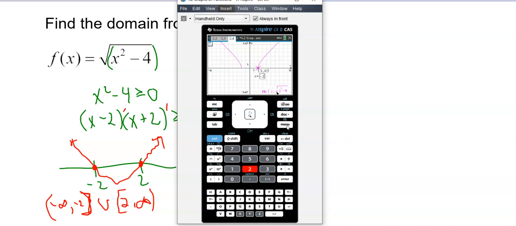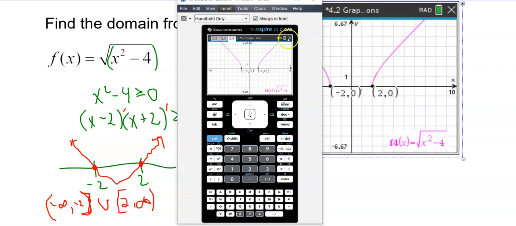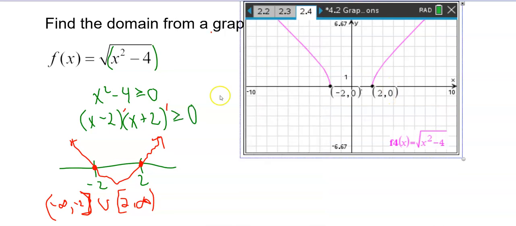Maybe scroll to negative 2, press enter. That is on the graph. So it looks like it has definite starting points there. So see if this matches what we have.